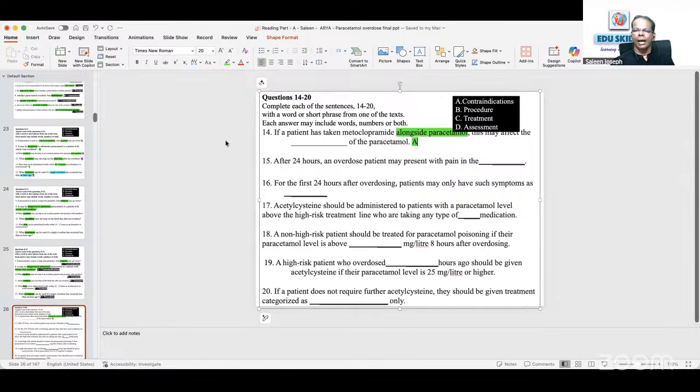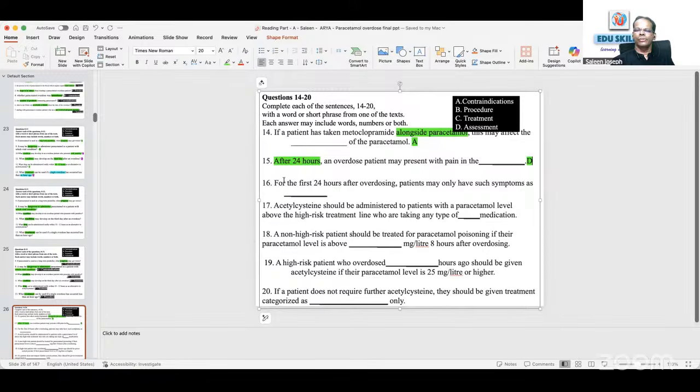Question 15. After 24 hours, an overdose patient may present with pain in the dash. Pain in the dash means somewhere in the body parts, right? D, assessment. Which one? D? Assessment. B. Okay, let's check.